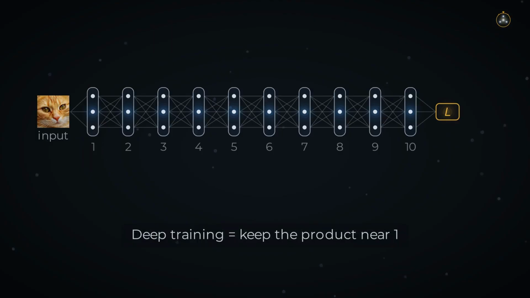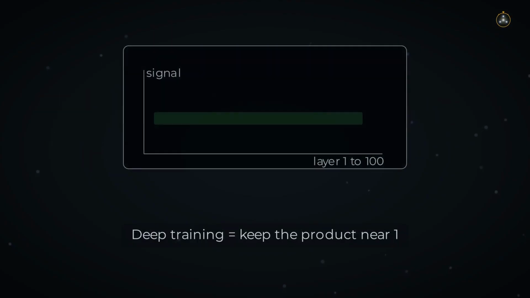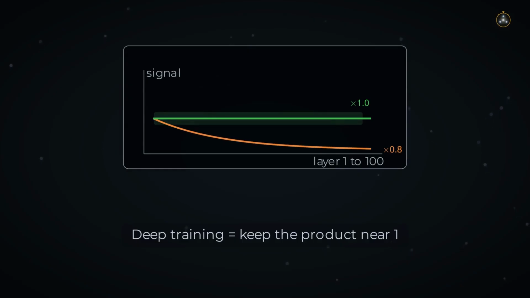So a deep network has to balance. Watch the band around 1. Keep the factors inside it and the signal holds. Drop below and it dies out. Rise above and it blows up. To train 100 layers, the product has to stay close to 1 at every single layer. So let's look at what those factors actually are.